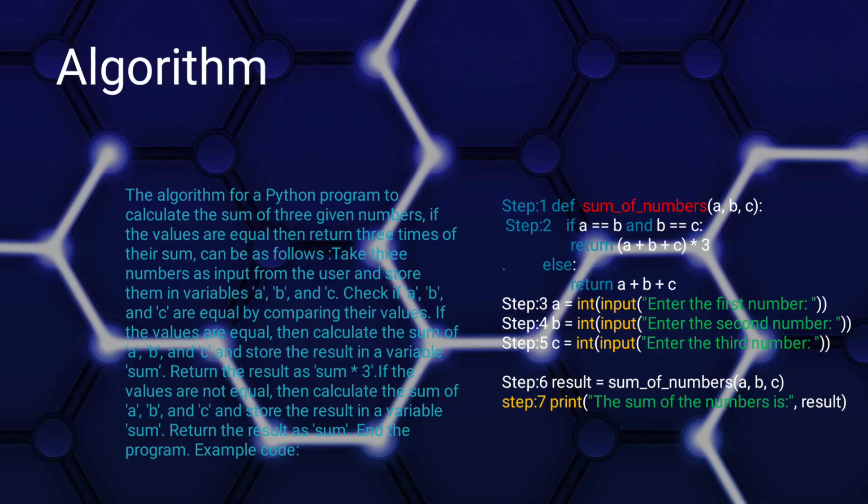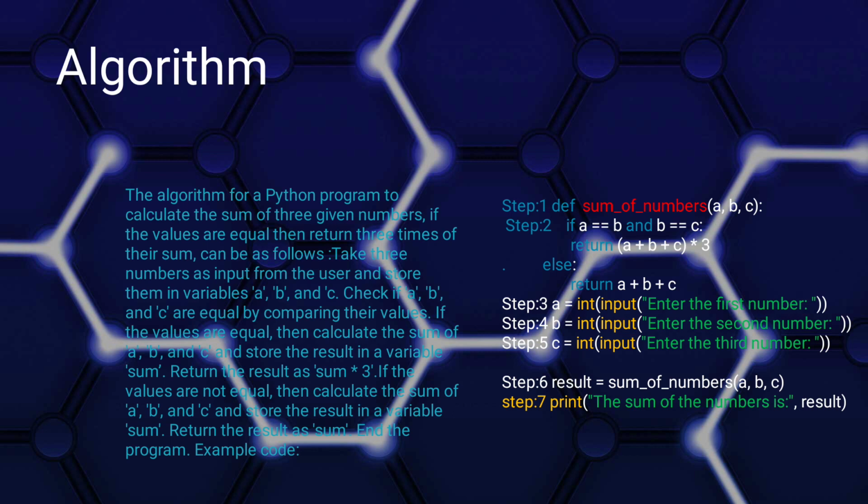And now, algorithm. The algorithm for a Python program is used to calculate the sum of three given numbers. If the values are equal, then return three times their sum. It can be as follows. First of all, take three numbers as input from the users and store them in variables A, B, and C.